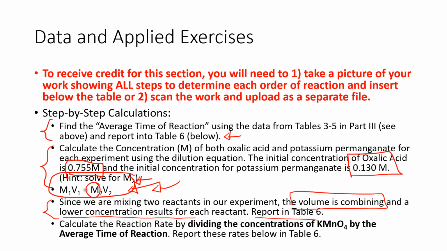And then we will calculate the reaction rate by dividing the concentrations that you determine for KMnO4 by the average time of reaction for each experiment, okay? And it's as simple as it sounds. You take the molarity that you calculated for, for example, experiment 1, you divide by the average time of that reaction, and then you report that in table 6.